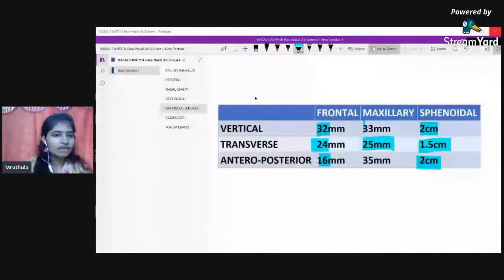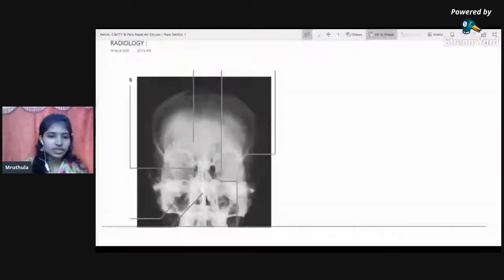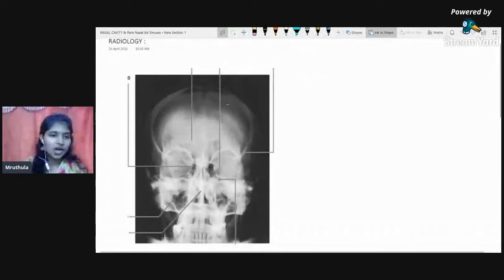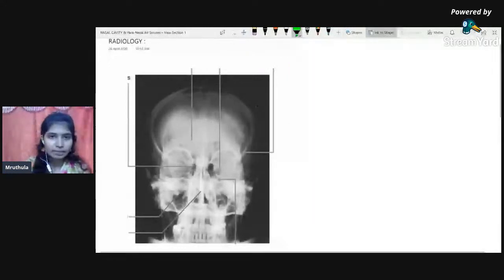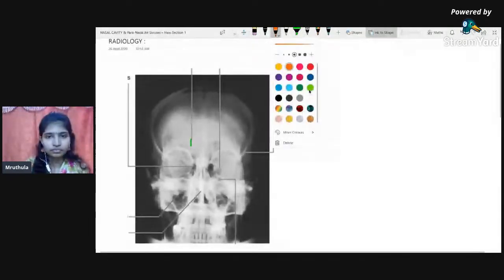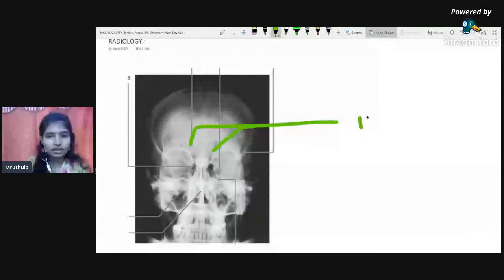Now that we have an idea about the paranasal sinuses, we're going to end the session with a few questions. Have a look at this. This is an X-ray of a skull. Now I want you to name the parts that I'm going to mark here. I'm just going to ask you the parts, and you will tell me what sinus that is. So first, what is this sinus? What's the sinus number 1?